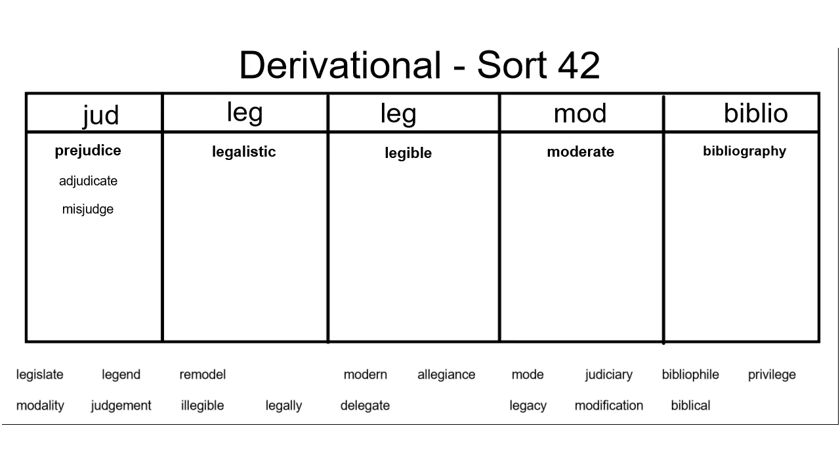You might notice that our next two columns have the exact same Latin root. This is because one form of the leg root means law, while the other one means to read. Let's dive into these two Latin roots. Our first column is dealing with leg as in law. Something that is legalistic is related to the law and following it.